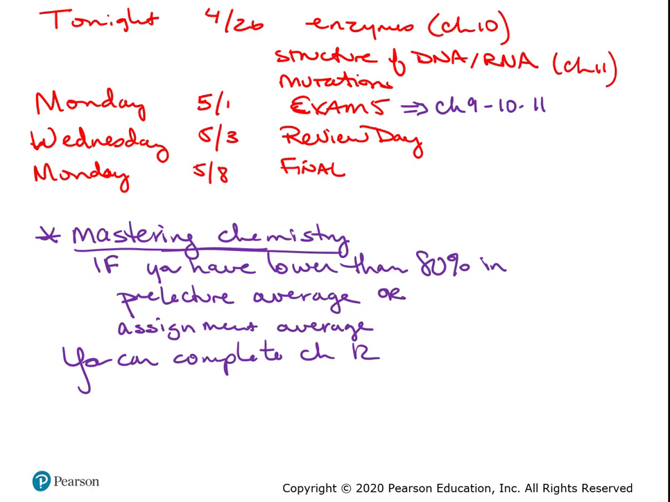Okay, so for this class tonight, we're going to finish 10, do the bulk of 11, and then Monday is exam 5 over 9, 10, and as much as we cover in chapter 11 tonight. There won't be anything on chapter 11 that we haven't covered. Okay, so it's not going to cover things that are above and beyond what's in chapter 11. Wednesday then will be your review day.